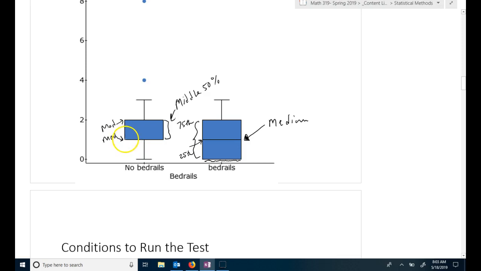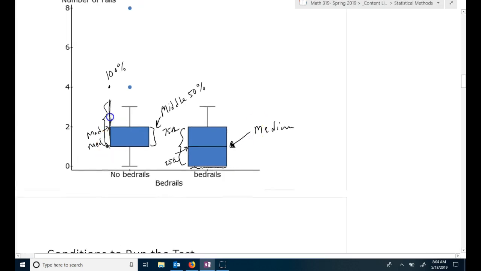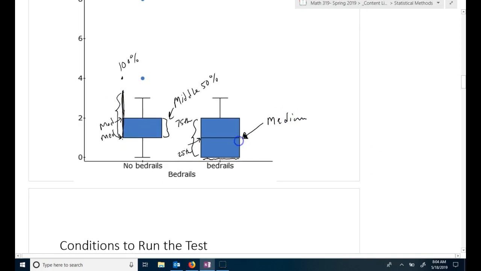But then when we look at the no bed rails one, we've got 75%. So this portion right here is the middle, 25 to 75, and then this portion right here is the top 25%. So here's 100% of the data. You can see that the number of falls is somewhat higher than the lowest 50% for the bed rails group.